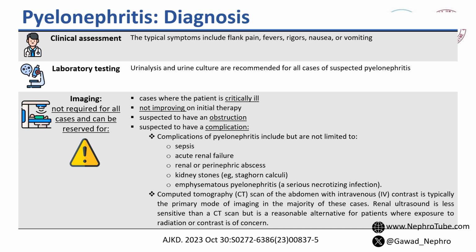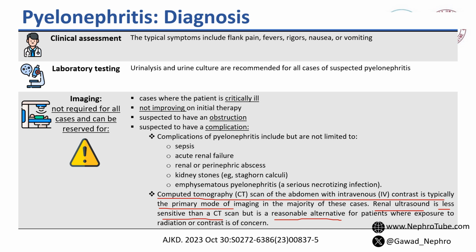If you decided to do imaging, what is the best imaging in these cases? What is the best modality? CT scan of the abdomen with intravenous contrast is typically the best. But if there is a contraindication to using contrast, renal ultrasound can be used, but it is less sensitive than CT scan. But as I said, it is a reasonable alternative for these cases, especially if you want to avoid exposure to contrast or radiation.